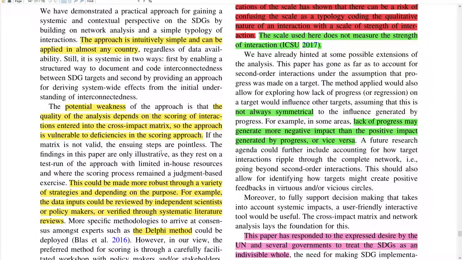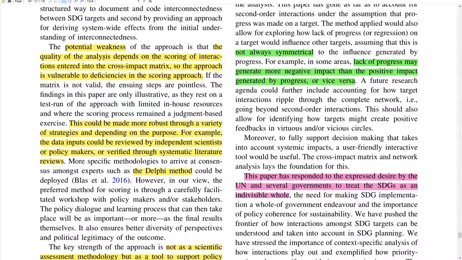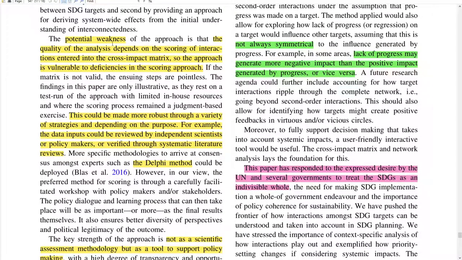In conclusion, the approach is intuitively simple and can be applied in almost any country. Weaknesses. The potential weakness of the approach is that the quality of the analysis depends on the scoring of interactions entered into the cross-impact matrix. So the approach is vulnerable to deficiencies in the scoring approach. How these authors scored things, it's not like how other people might score them, even within the same country, reading the same literature, and having the same prior knowledge.